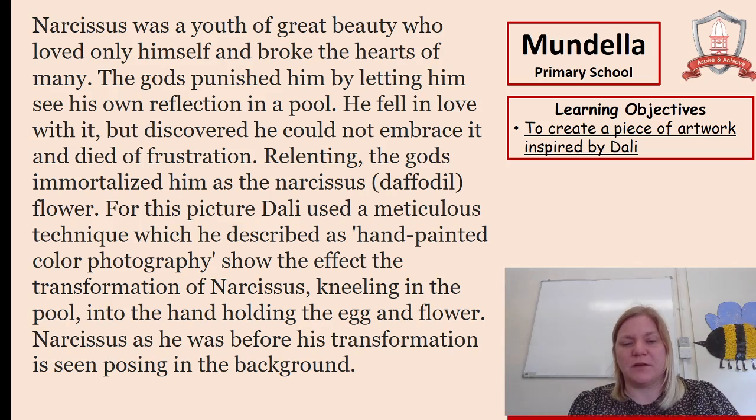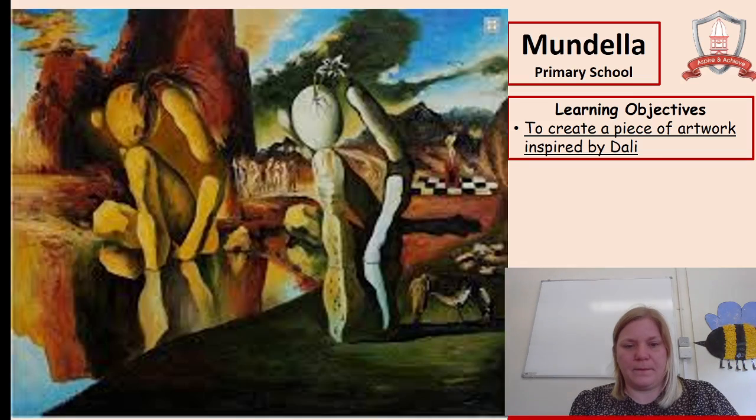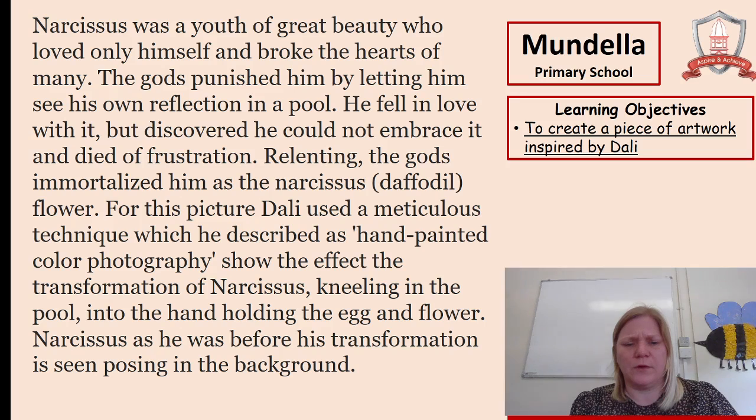For this picture, Dali used a technique which he described as hand-painted colour photography to show the effect, the transformation of Narcissus, so how he changed from one thing into the daffodil. So you can see him kneeling in the pool, and you can also see what comes out of the pool with the hand holding the egg and the flower.